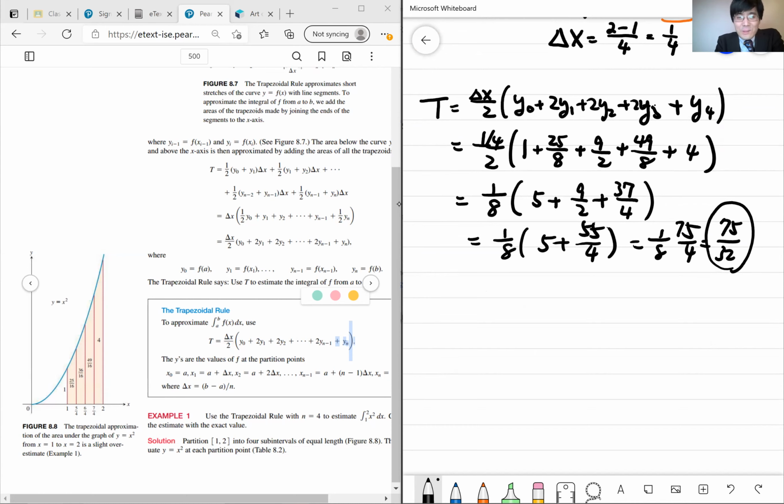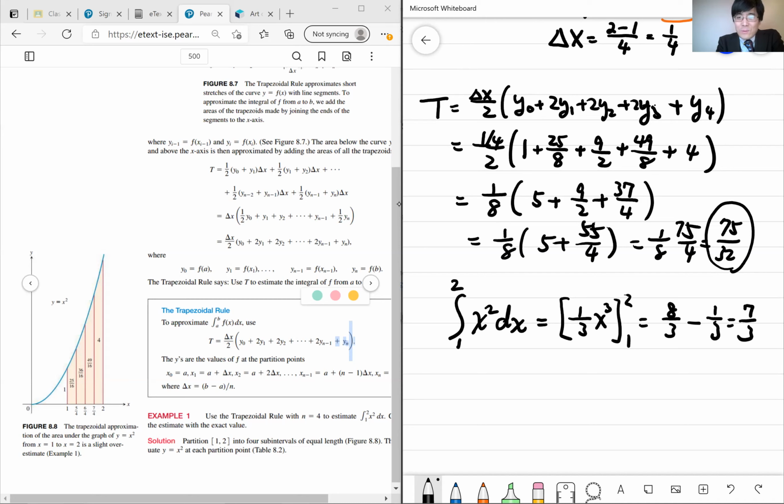And of course, that's going to be different from the actual value. Let's find the actual value to compare the result. So if you know the definite integral, it's going to be (1/3)x cubed, and you plug in 1 through 2. So plug in 2, you get 8/3. Plug in 1, you get 1/3. So the actual value is 7/3. This is the actual. This is the estimation.